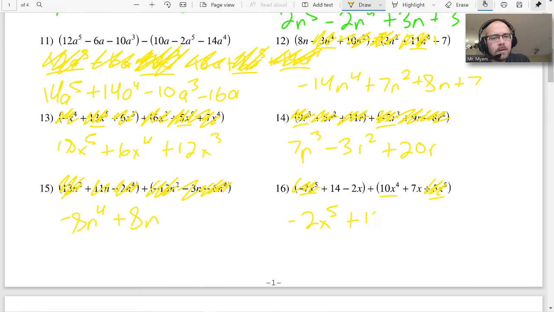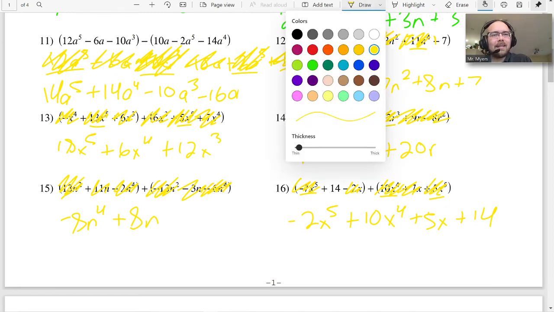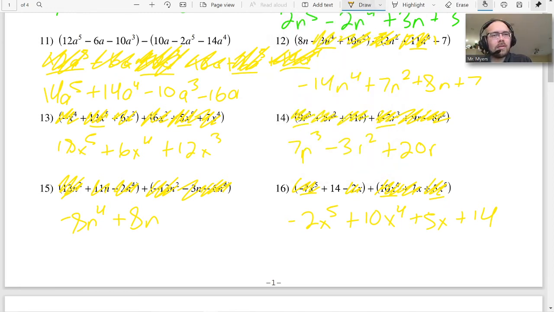There's no other x4s. So I'm just going to write x4. There's two x's. 7 minus 2 is 5. Right? Or negative 2 plus 7. 5x. That goes away, that goes away. And then there's a 14 left over. So 14. Whew. All right, that's a lot of yellow. We're switching colors to orange. Orange, you glad I'm not using yellow anymore?